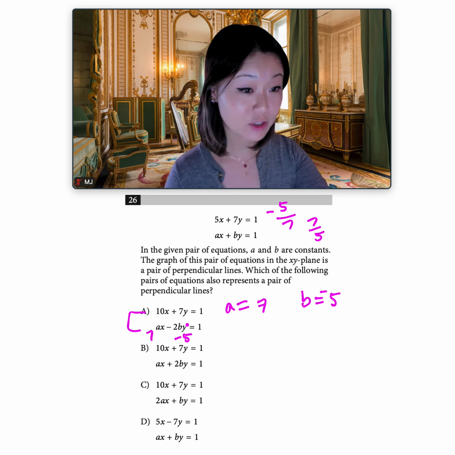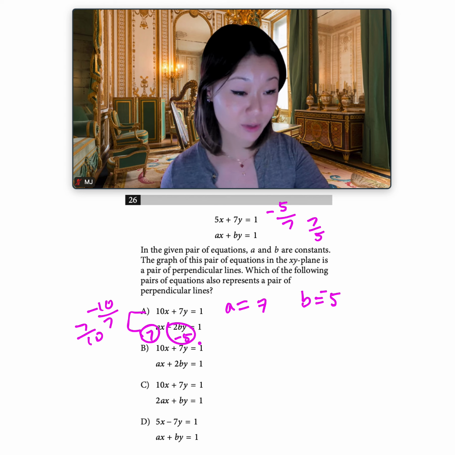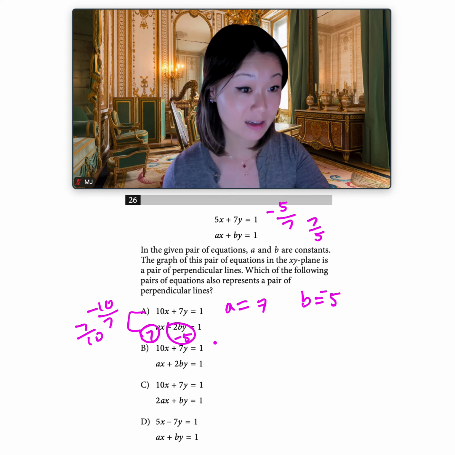And the answer is actually no, because here negative a over b is going to be negative 10 over 7, and the flip of that really should be 7 over 10. But if you see how this is positive and this is also positive, I'm not going to get the right sign, because when I do negative a over b, it's actually going to give me a negative.